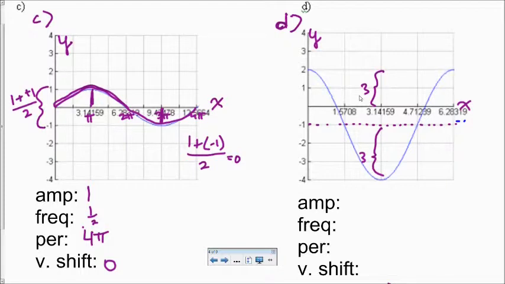I didn't really draw that very well. Let's undo that. Try that one more time. 3 above. Nice.